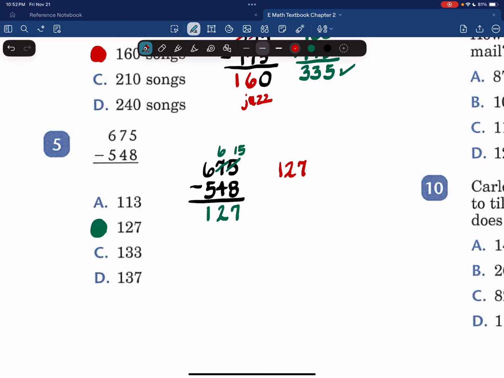127, not 125. 548. So that would give me 15, carry 1, 7, and 6. That looks better.